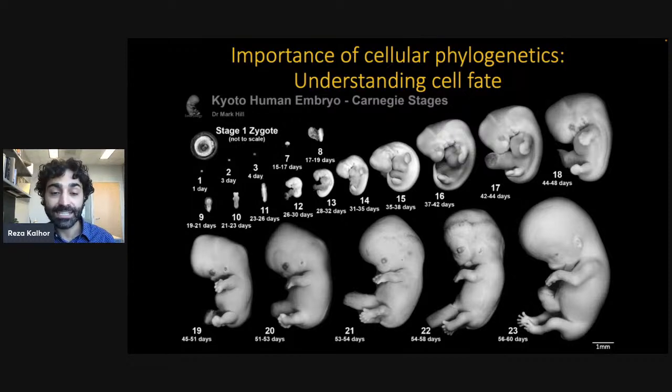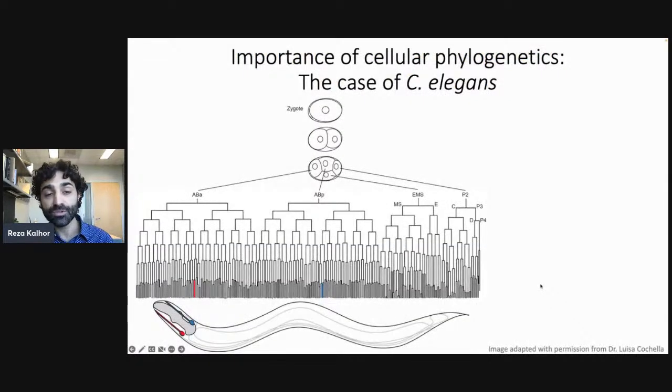And this epigenetic inheritance of cell identity is exactly why phylogeny is useful, because it speaks to how one cell's fate is determined and passed on to its daughters. A great example of the usefulness of cellular phylogeny is in this very interesting model organism called C. elegans, or the roundworm. C. elegans has 959 cells in every adult.